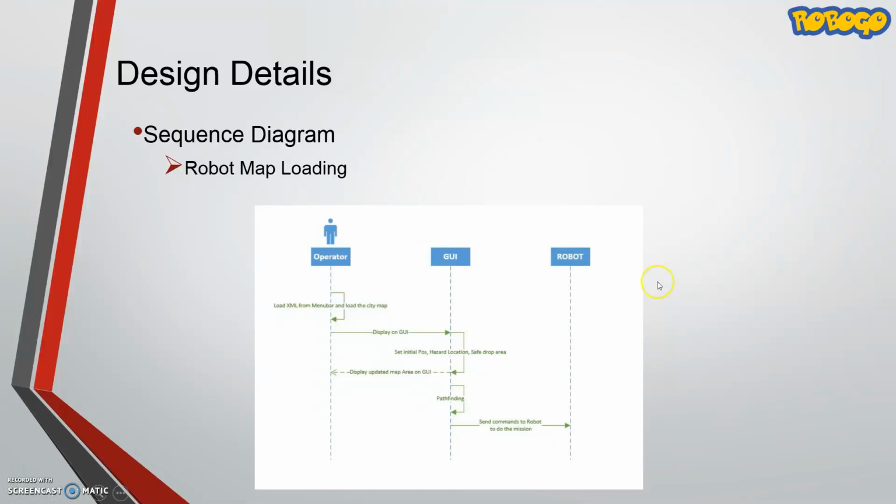Next will be the map loading. Map loading means loading the XML map, which is the starting map for the RoboGo application. The operator will choose to load the XML from the menu bar, and it will load into the map, and it will be displayed on the GUI. From there, the user will be able to set their initial position, heading position and safe drop zone. So basically, the user has to load the XML first, and then they can do the other functions.